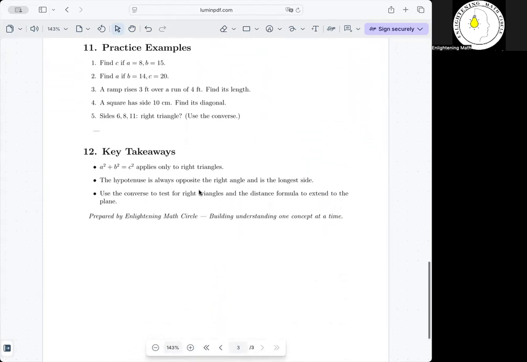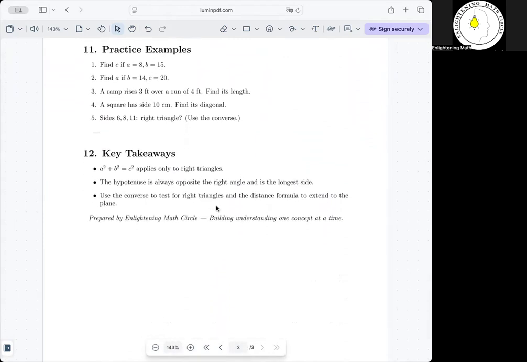And now some key takeaways before we finish up. Once again, the Pythagorean theorem only applies to right triangles. The hypotenuse is always opposite the right angle. And you can use the converse to test for right triangles.